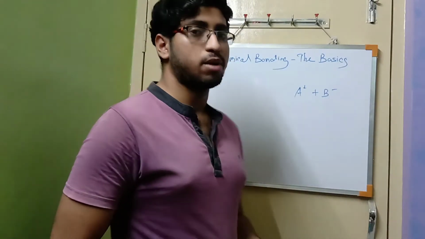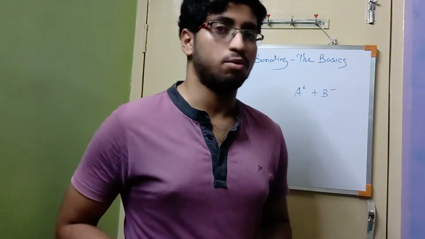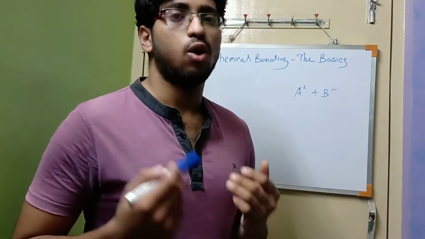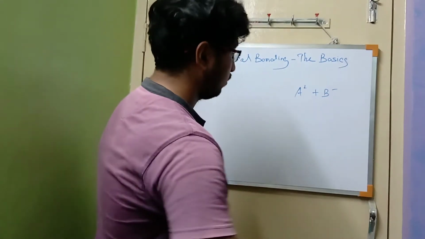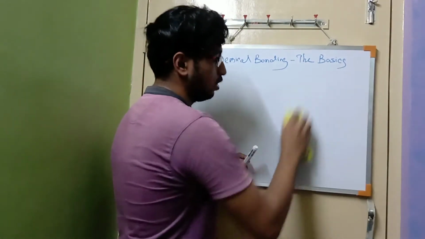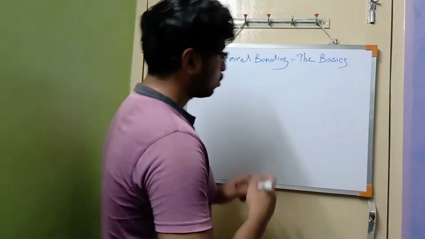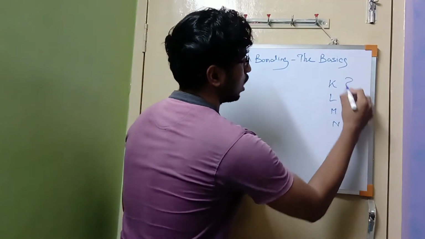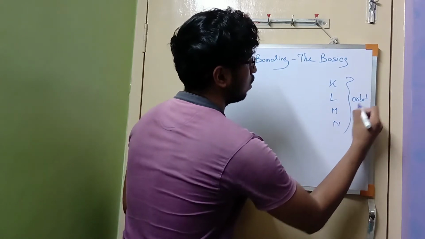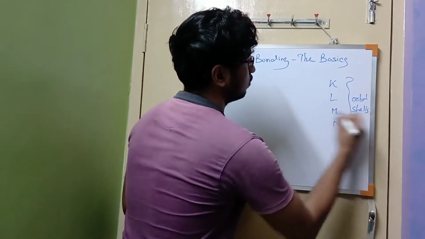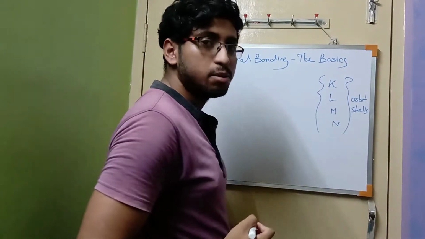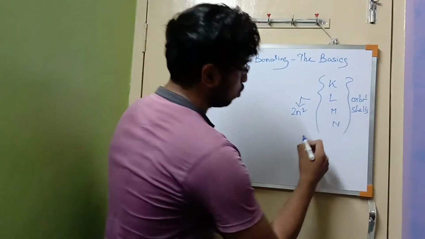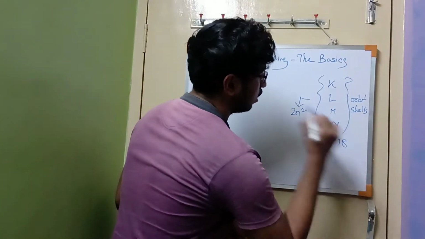Before starting the chapter on bonding, we have to know about electronic configuration, like the arrangement of electrons in the orbits of any atom. We basically know that there are K, L, M, N. These are all the orbits or shells. The electronic arrangement occurs by the formula 2n square, like 2, 8, 18.